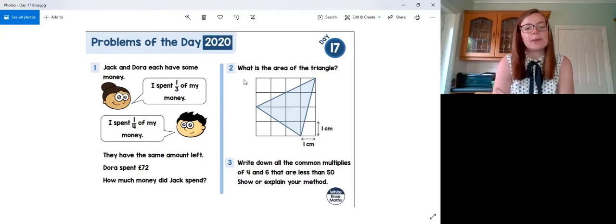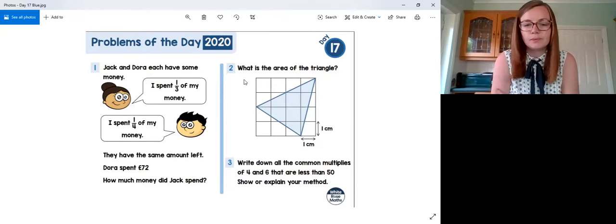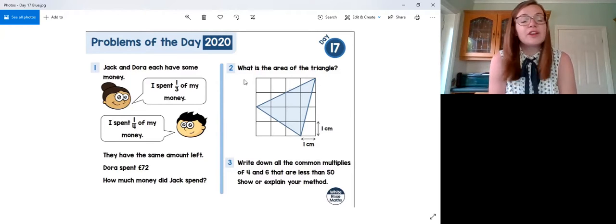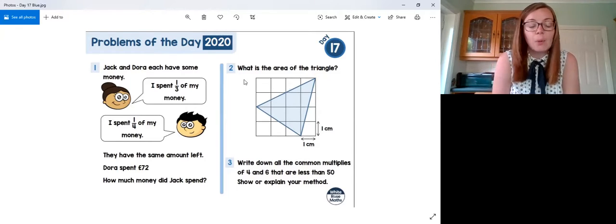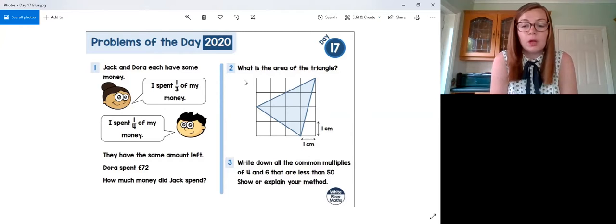Well, let's first examine the terminology. What is a multiple? So a multiple of 4 and 6 is a number that is in the 4 and 6 times tables. It means that 4 will multiply into it without leaving a remainder. And we are looking for a common multiple because we want a number that will be in the 4 times table and be in the 6 times table.